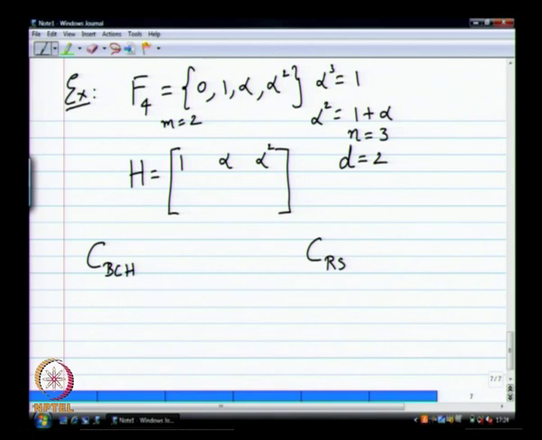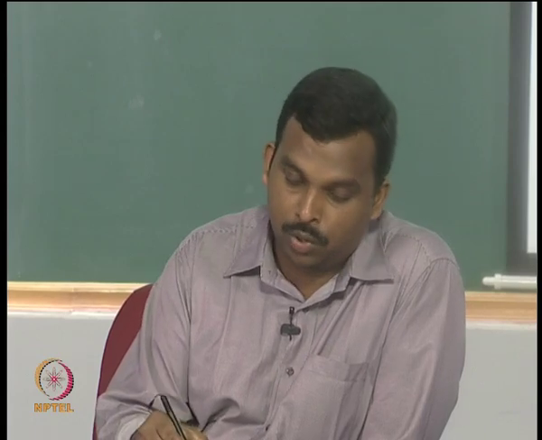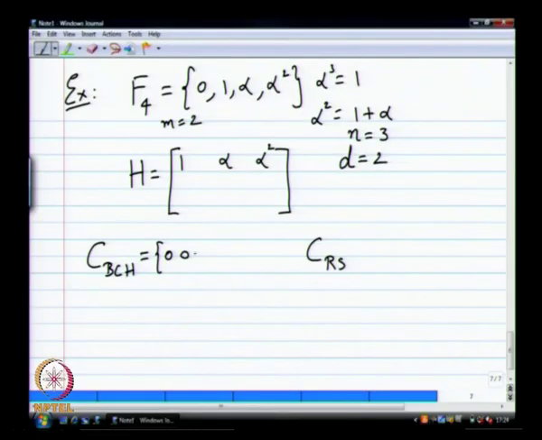Okay, for BCH a quick way to do it is to exhaust all possibilities for C. After all, you have only 8 possibilities, right? There are only 8 different vectors in F2^3. If you exhaust all possibilities, you will see only 2 of them will qualify: 0 0 0 and 1 1 1. There will be no other code words.